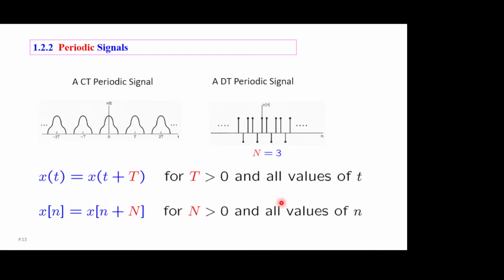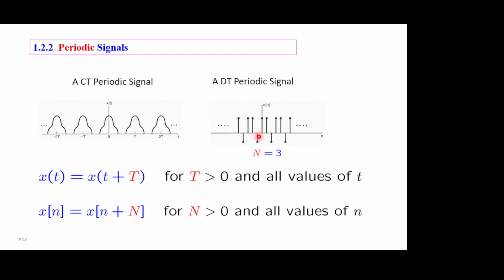So what is a periodic signal? Well, here is a very intuitive picture. A periodic signal is basically a signal that repeats itself from minus infinity to plus infinity. For a continuous time periodic signal, it's like this. We have a signal like this, and it will keep repeating itself all the way to infinity, and also repeating itself going back to minus infinity.